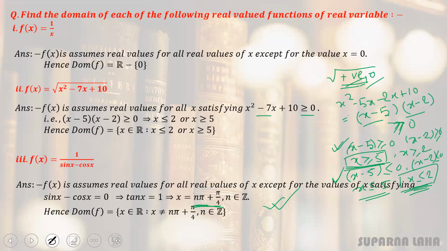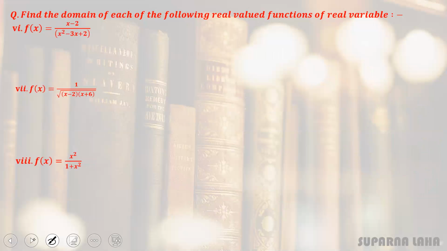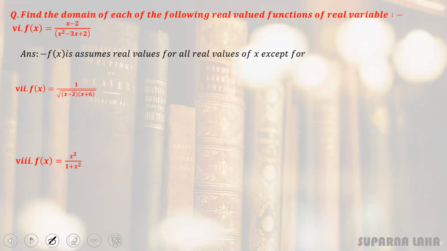Moving to the next problem: (x - 2)/(x² - 3x + 2). Same process: the denominator should be non-zero. So firstly check this denominator. So x² - 3x + 2 is non-zero. So except those points where this denominator is 0, we will take all the values.